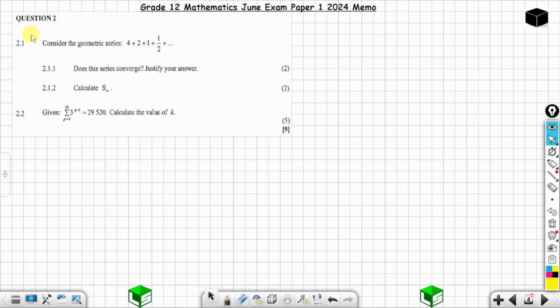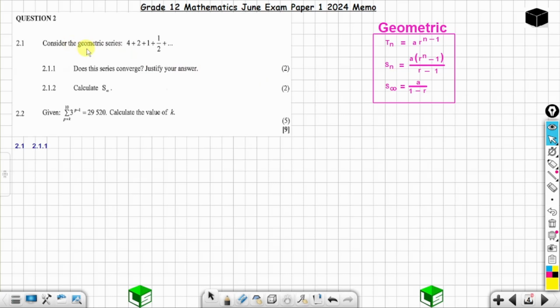Now question 2.1, consider the geometric series. You are given a geometric series. So when it is about geometric series, you have to be thinking about these formulae. Now question 2.1.1, does this series converge? Justify your answer. 2 marks.